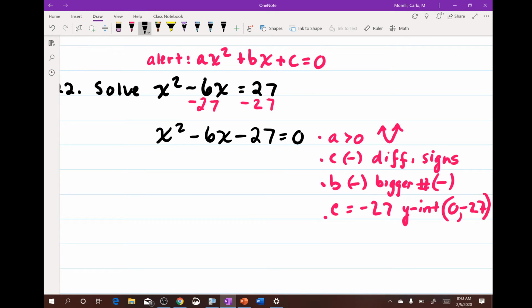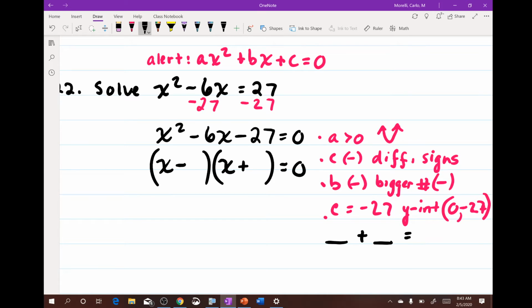So let's factor this sucker. Open parentheses, close parentheses, open parentheses, close parentheses, equals 0. X, X. We know the signs are different, but the bigger one is negative, so we'll put a negative sign and then a plus sign. And now we play our amazing game. They have to add to equal negative 6 and multiply to equal negative 27.